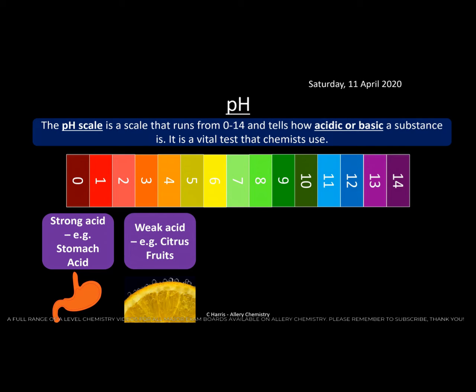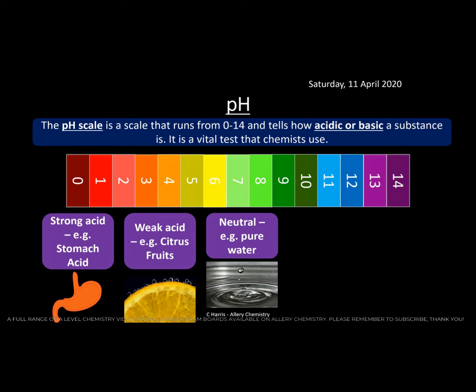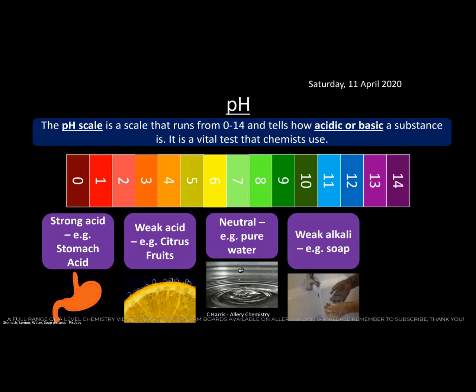Weak acids are things like citrus fruits, so you'll get things like citric acid in lemons and limes and oranges, etc. So these are still acidic. You'll know if you obviously taste it, it's quite tangy, but it's not as strong as stomach acid. Neutral is pure water, so that's a relatively straightforward one. Weak alkalines, things like soap. So soap, like bars of soap or even liquid soap in hand dispensers. So they are classed as a weak alkaline.